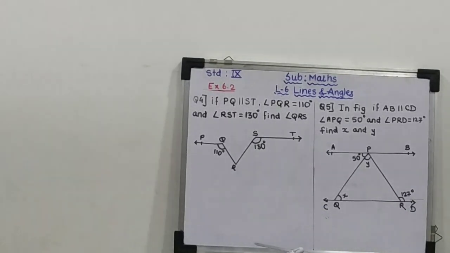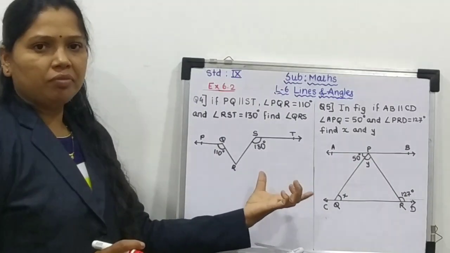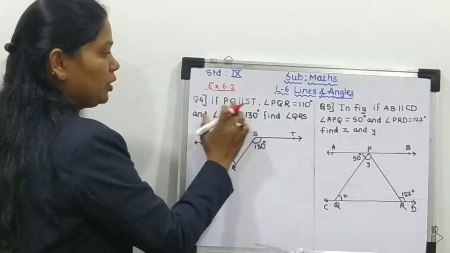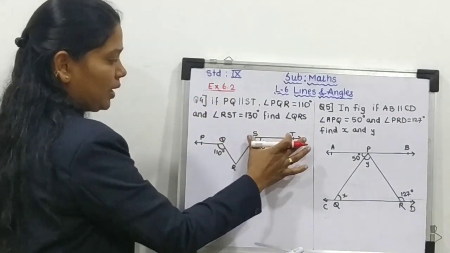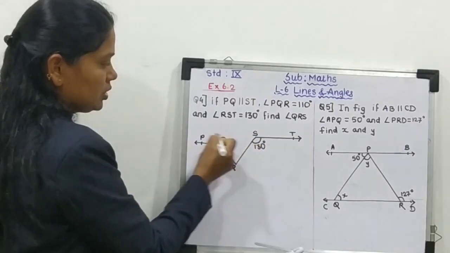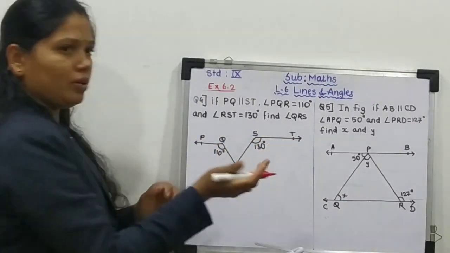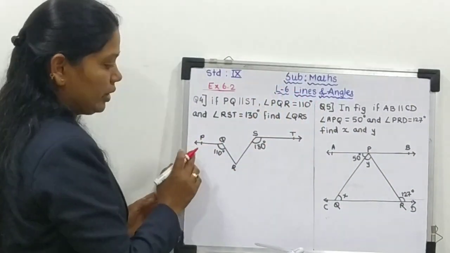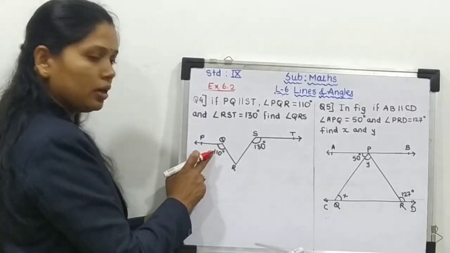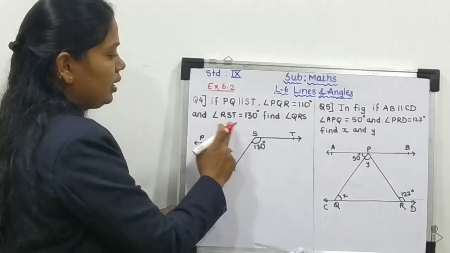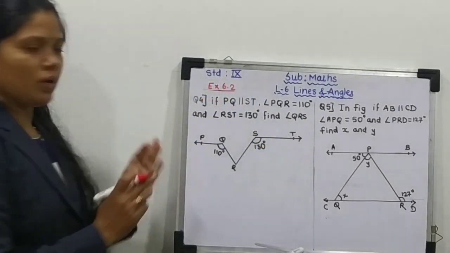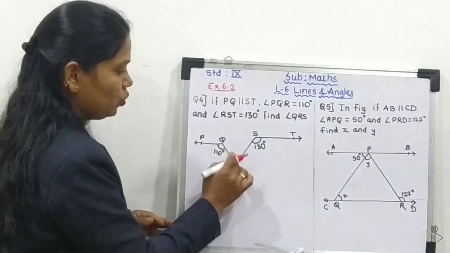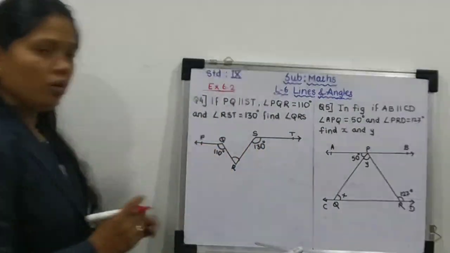See, both the questions I have written on the board. One by one we will see these questions. I am going to explain, simply explaining, right? PQ is parallel to ST. If you just extend this line in this way and this line, you will come to know that these two are parallel. Then angle PQR is equal to 110 degrees, PQR labeled here 110 degrees, and angle RST is equal to 130 degrees. We are going to find out angle QRS, this angle we are going to find.